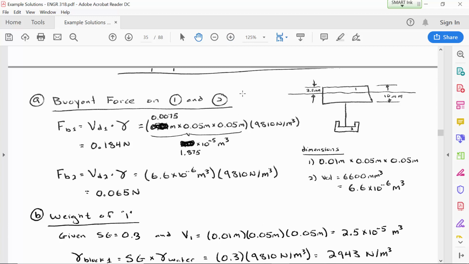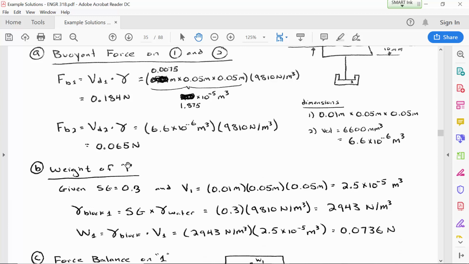And the buoyant force depends only on the submerged volume. So I'm calling it buoyant force 1 and buoyant force 2. Buoyant force 1 is based on the fact that it's submerged 7.5 millimeters out of the 10. Buoyant force 2, we just use the given submerged volume. And you'll notice I converted from cubic millimeters into cubic meters. So that conversion's here on the whiteboard. Okay, so I know both of the buoyant forces directly based on the submerged volume.